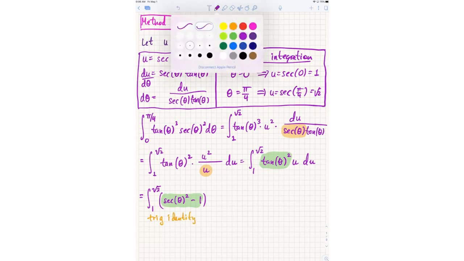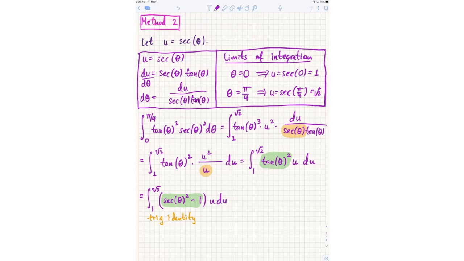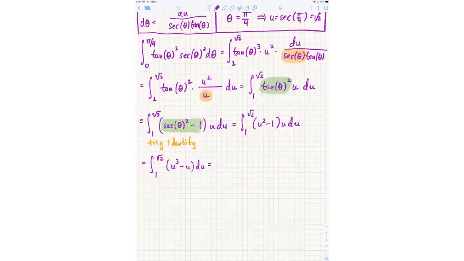And now that's really good for us because now that's written in terms of secant theta, this secant theta I can now write as u. So this is u squared minus 1 times u. And then to do the rest of the problem, I can multiply out and get u cubed minus u. And then finally, I can do the fundamental theorem of calculus. So I get 1/4 u to the fourth minus 1/2 u squared. Substitute in 1 and root 2. And let's see what I get.